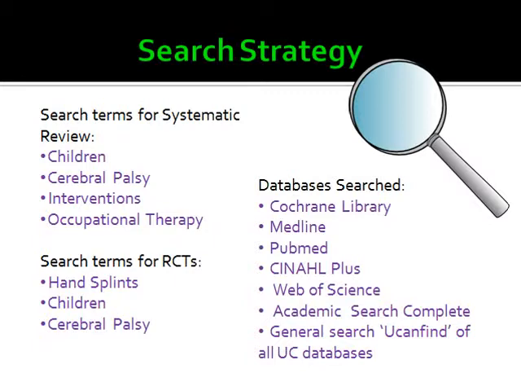I searched multiple databases to find these articles. These databases included the Cochrane Library, Medline, PubMed, CINAHL+, Web of Science, Academic Search Complete, and I also did a general search on the You Can Find toolbar on the UC Library website, which searches all UC databases.